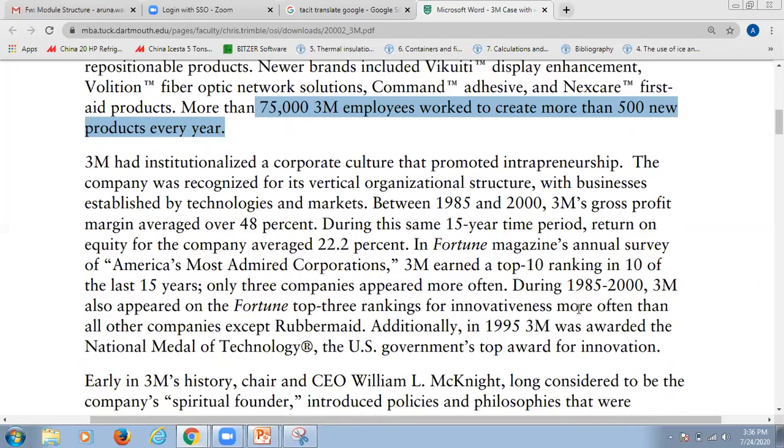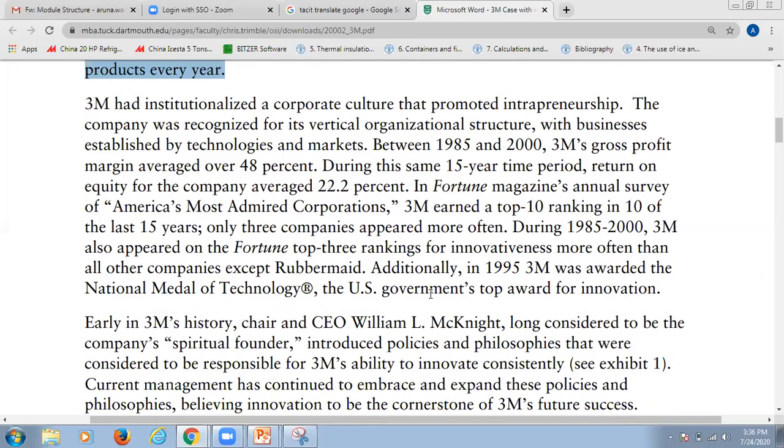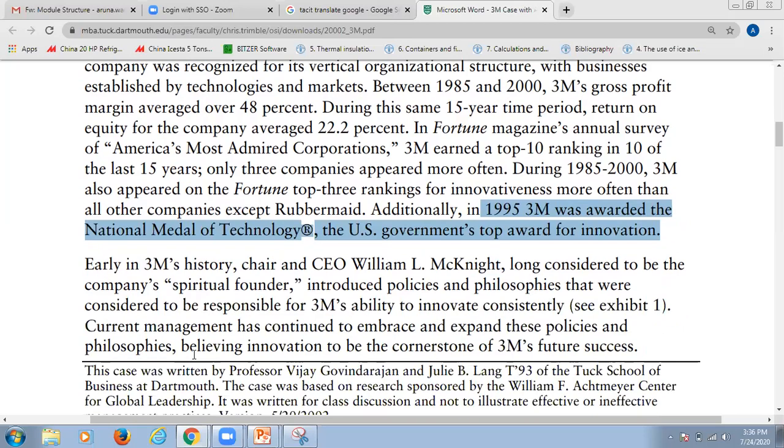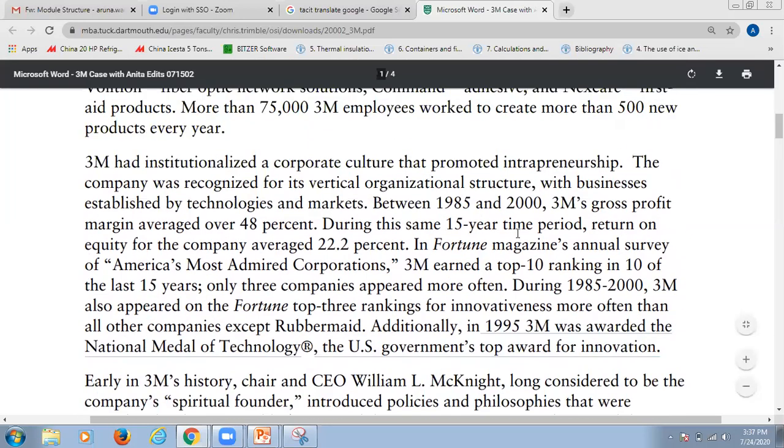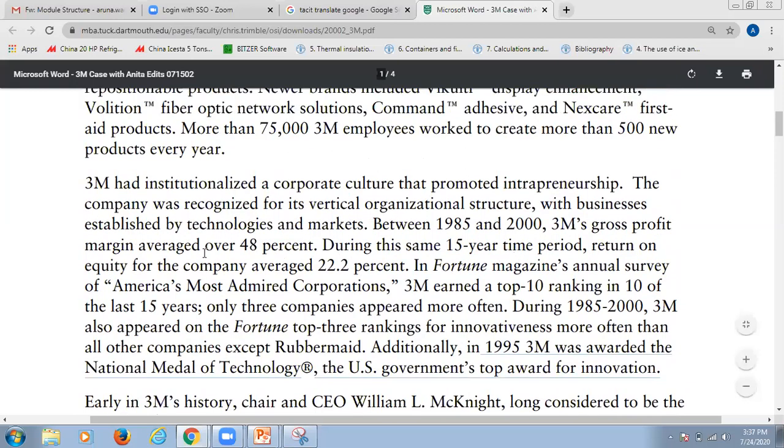If you think of the 3M innovations now, they are industries, you will be surprised. In 1995, 3M was awarded the National Medal of Technology, the US government's top award for innovation. Mr. McKnight, spiritual leader, introduced policies and philosophy that are considered to be responsible for 3M's ability to innovate consistently. So this says it. So interesting.